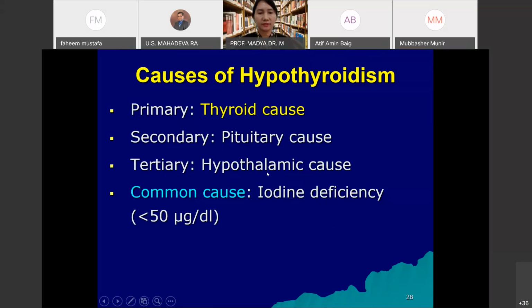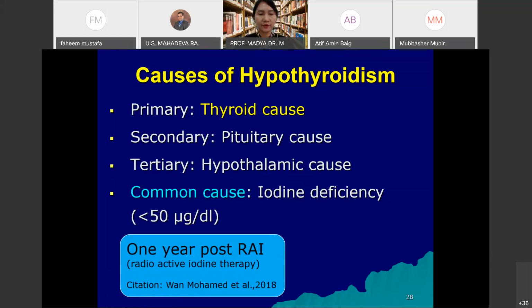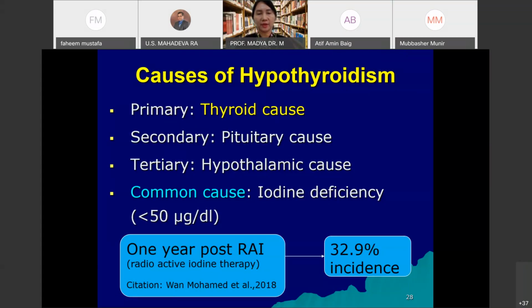The common cause is iodine deficiency, less than 50 microgram per deciliter. A study I found from 2001 was done in Malaysia. Within 1 year post radioactive iodine therapy, there is an incidence of 32.9% hypothyroidism. So we should be careful during the treatment of hyperthyroidism, with drug treatment as well as radioactive iodine therapy. It can lead to hypothyroidism.